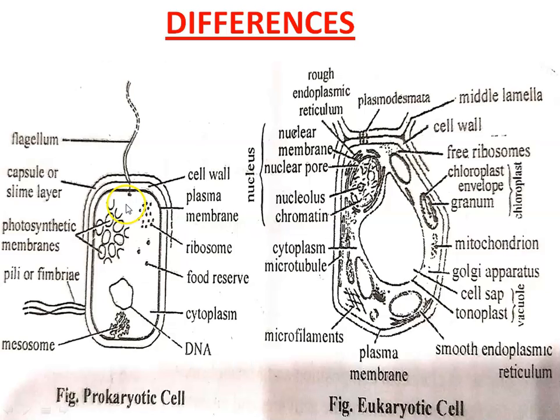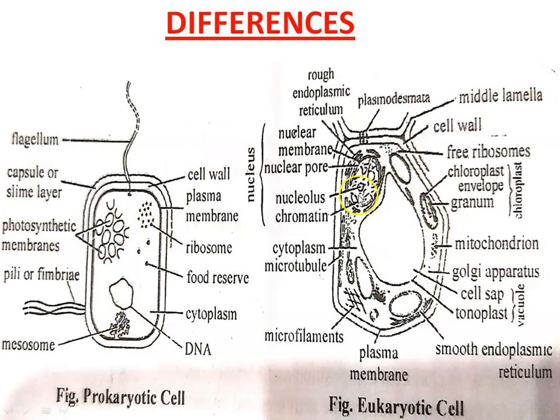it has flagella for movement, it has photosynthetic membranes if it is going to synthesize its own food, then it has freely lying ribosomes which are 70S type, then it has food reserves or other inclusion bodies which are freely available in the cytoplasm. The DNA is in the form of a nucleoid, not well defined, not covered with a nuclear membrane. It has pili or fimbriae which are helpful in the process of conjugation, and the cell membrane has an infolding called mesosome, which increases the surface area of the cell membrane and helps in the process of respiration.